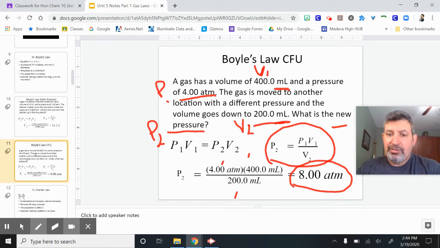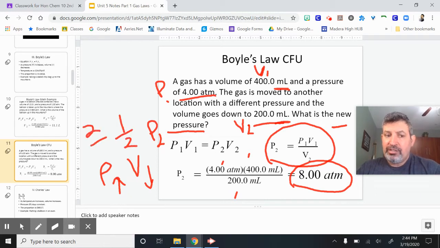Now, here's what happened with this one. The volume definitely went down, and you notice the pressure went up, and it was an inverse proportion. The volume went down to half of what it was, and the pressure doubled. That is what we mean by inverse, and that's, again, a Boyle's law problem. Boyle's law problems are the inverse proportion problems.